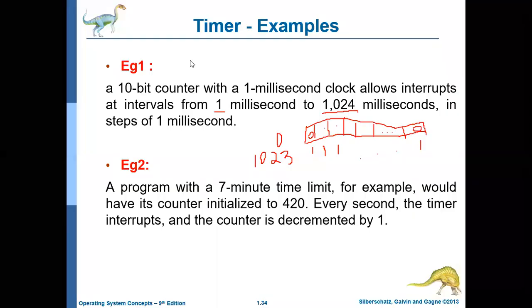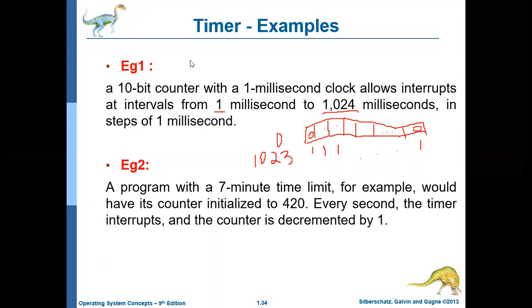So the minimum value it can store is 0 and the maximum value it can store is 1023, which means it can be used to create an interrupt in the interval of 1 millisecond to 1024 milliseconds. If you want to create an interrupt after 1 millisecond, then just store 0 here. Then you have a clock which ticks every 1 millisecond, so after 1 millisecond it will be decremented and become a negative value.